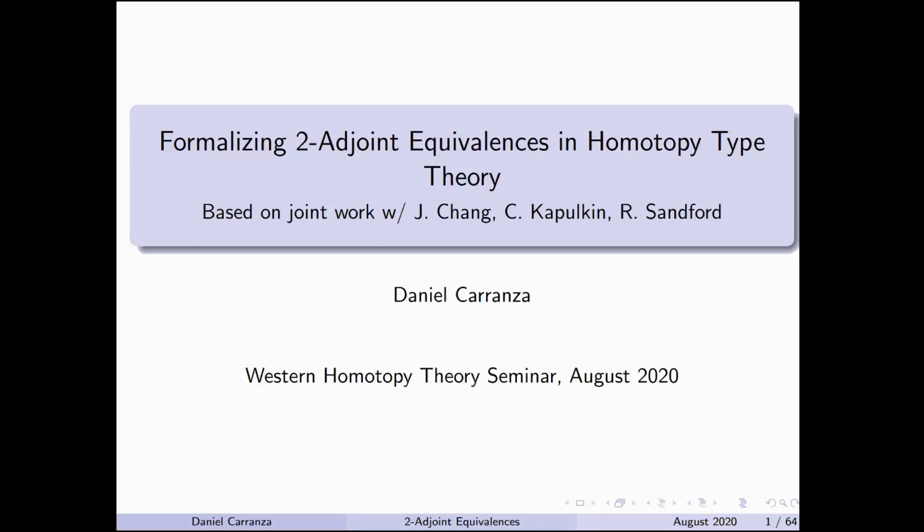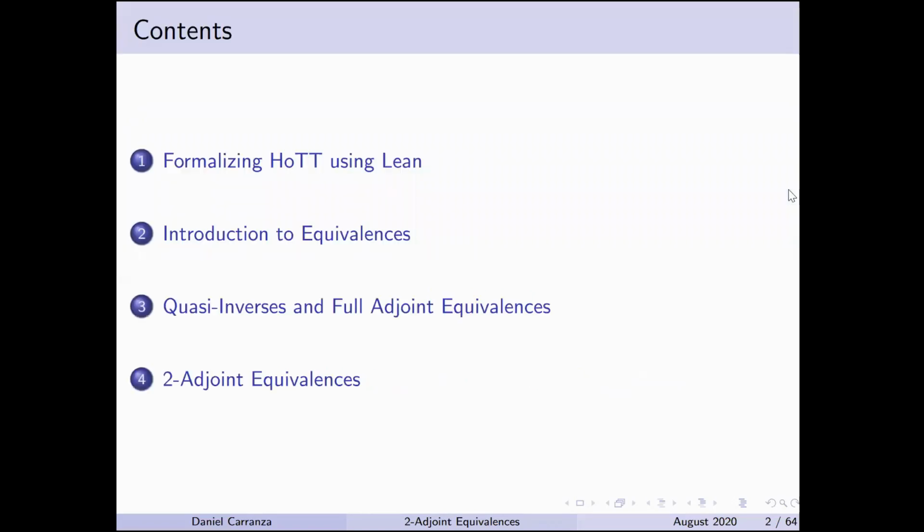Yeah, I'll be talking about formalizing this notion of two-adjoint equivalences today. You know, homotopy type theory has equivalences, so let's just jump right in. So this talk is going to have 4 basic sections to it. So first of all, I'm going to talk a bit about formalizing homotopy type theory using Lean. The Lean theorem prover is what I'll be using today. I'll be introducing our notions of equivalences that we know and love and are familiar with.